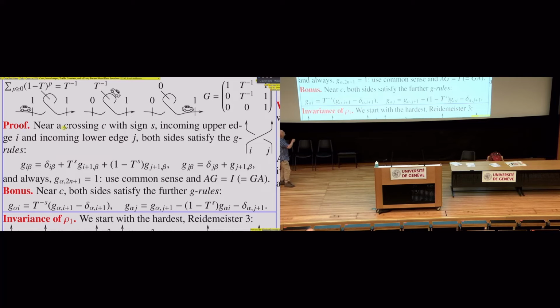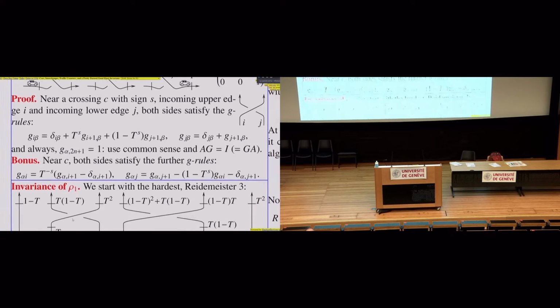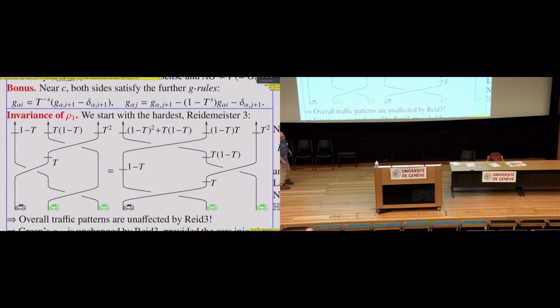And in fact, there is a bonus to this. The bonus is there are also rules for moving traffic counters. You can either deduce them by pure thought, or note that if AG is equal to 1, then GA is also equal to 1, which means that there are rules on the rows of the matrix G, and they are written over here. Okay? So that was a preliminary. And now let me prove invariance to you. Let me start with the hardest, invariance under Reidemeister 3. Okay?